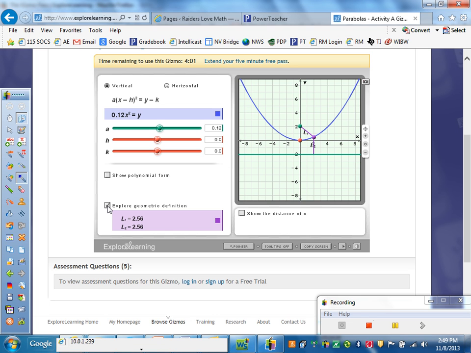Okay, it will actually show me on here, when we were talking about it being equally distant from the point and the line, it's actually measuring them down here. It's telling you line 1 and line 2 are both 2.56 units long at the moment. If I pick the point up here, now they're both 8.54. Wherever I put that point, it's always equidistant from the focus and the directrix. So that makes it visually a little easier to see.